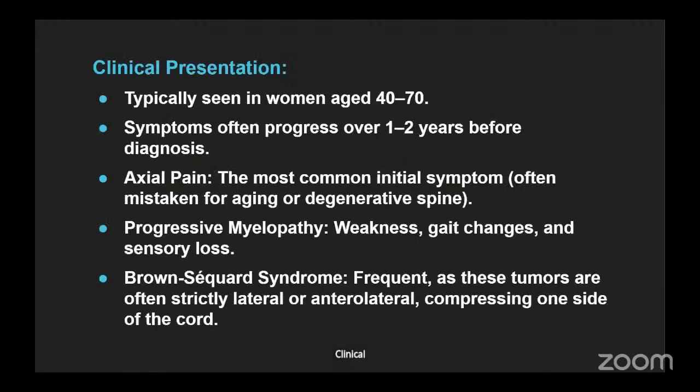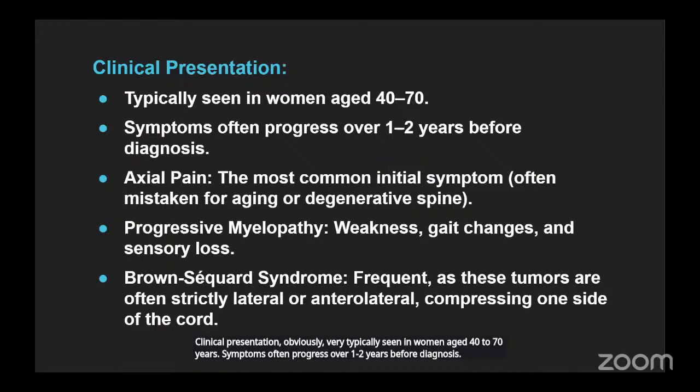Clinical presentation, obviously very typically seen in women aged 40 to 70 years. Symptoms often progress over 1 to 2 years before diagnosis. Axial pain is the most common initial symptom. Progressive myelopathy, because the cord is getting compressed for a long time. Brown-Sequard syndrome.